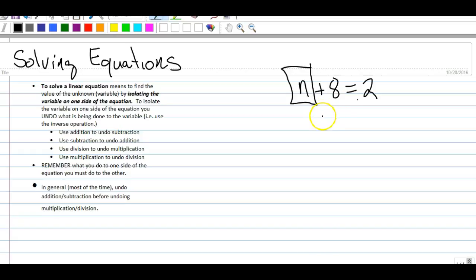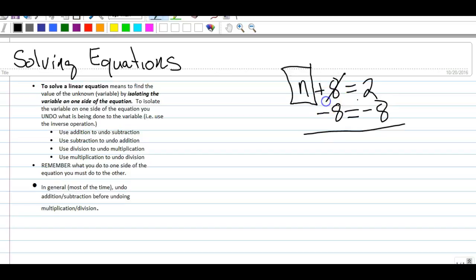Now to undo what's being done, I must use the inverse operation. The inverse of addition is subtraction. So we use subtraction to undo addition. So I must subtract 8 from the left side. But what I do to one side of the equation, I must do to the other.